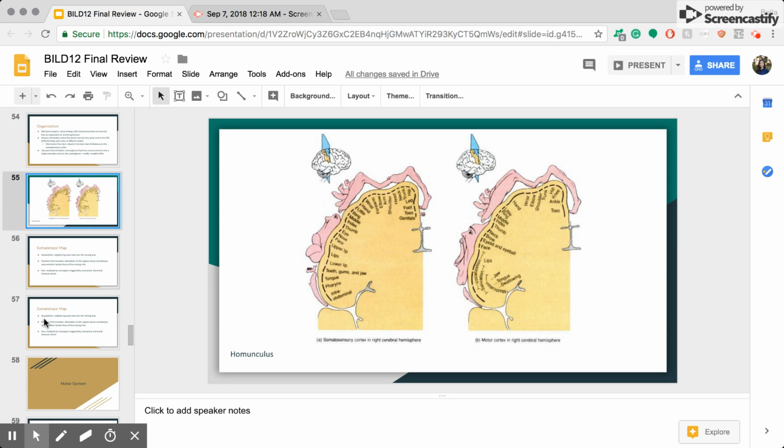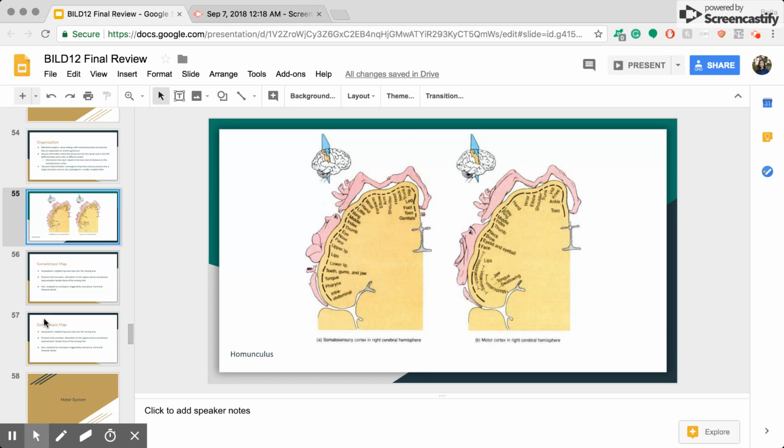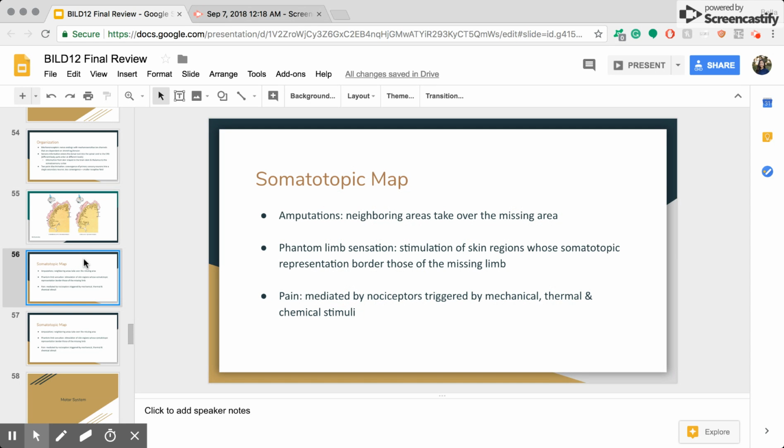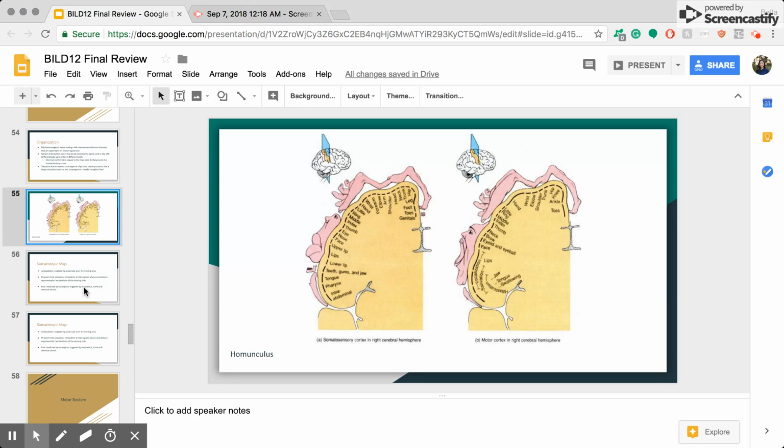This is the homunculus. This comes up again with motor systems, but the point is that some areas are more sensitive than others because there are more nerve endings there, and they're better represented in the brain. It's just like how much of your brain is dedicated to certain parts of your body. And then there's the somatosensory one, and there's the motor one. So, a somatotopic map is essentially what we see here, this map that you see in your brain.